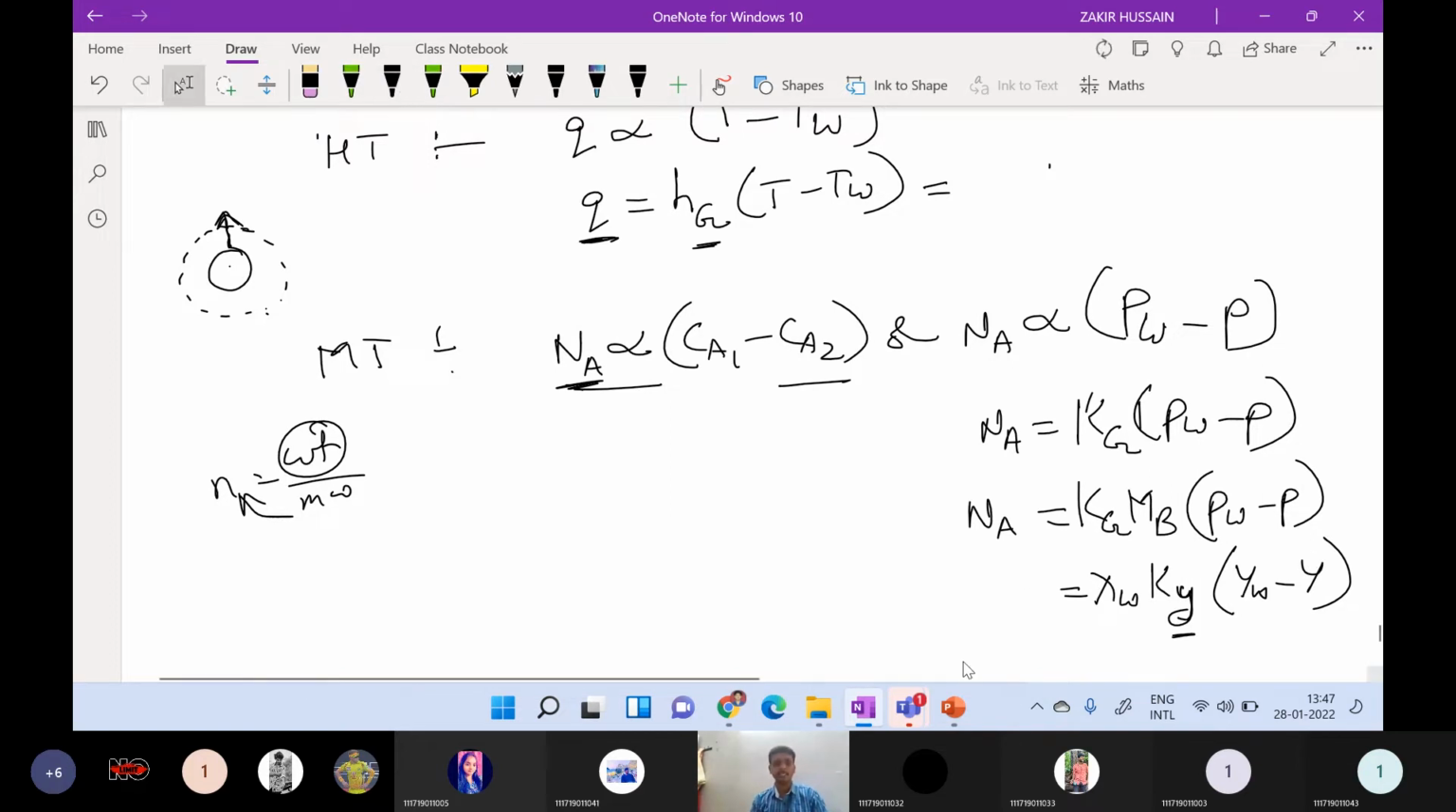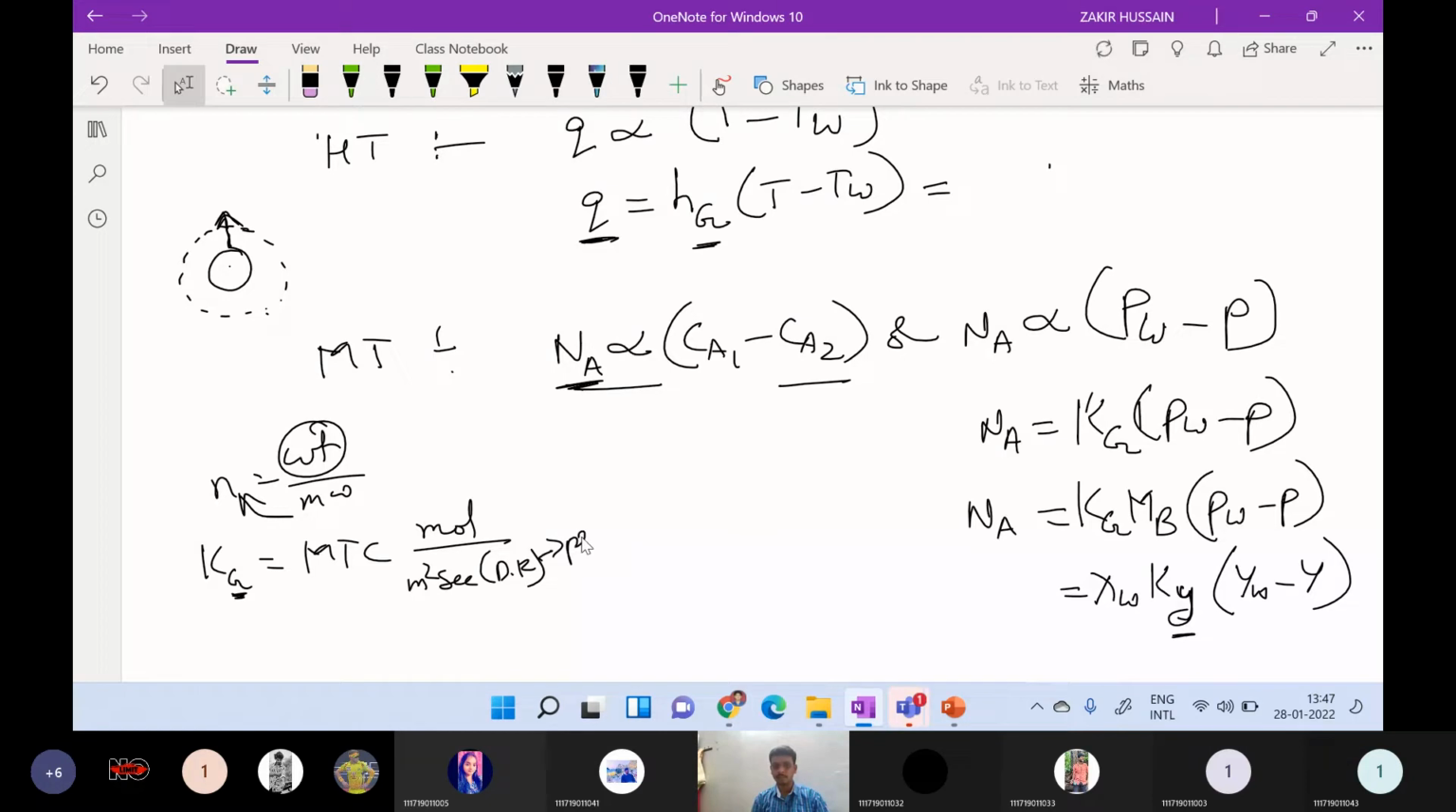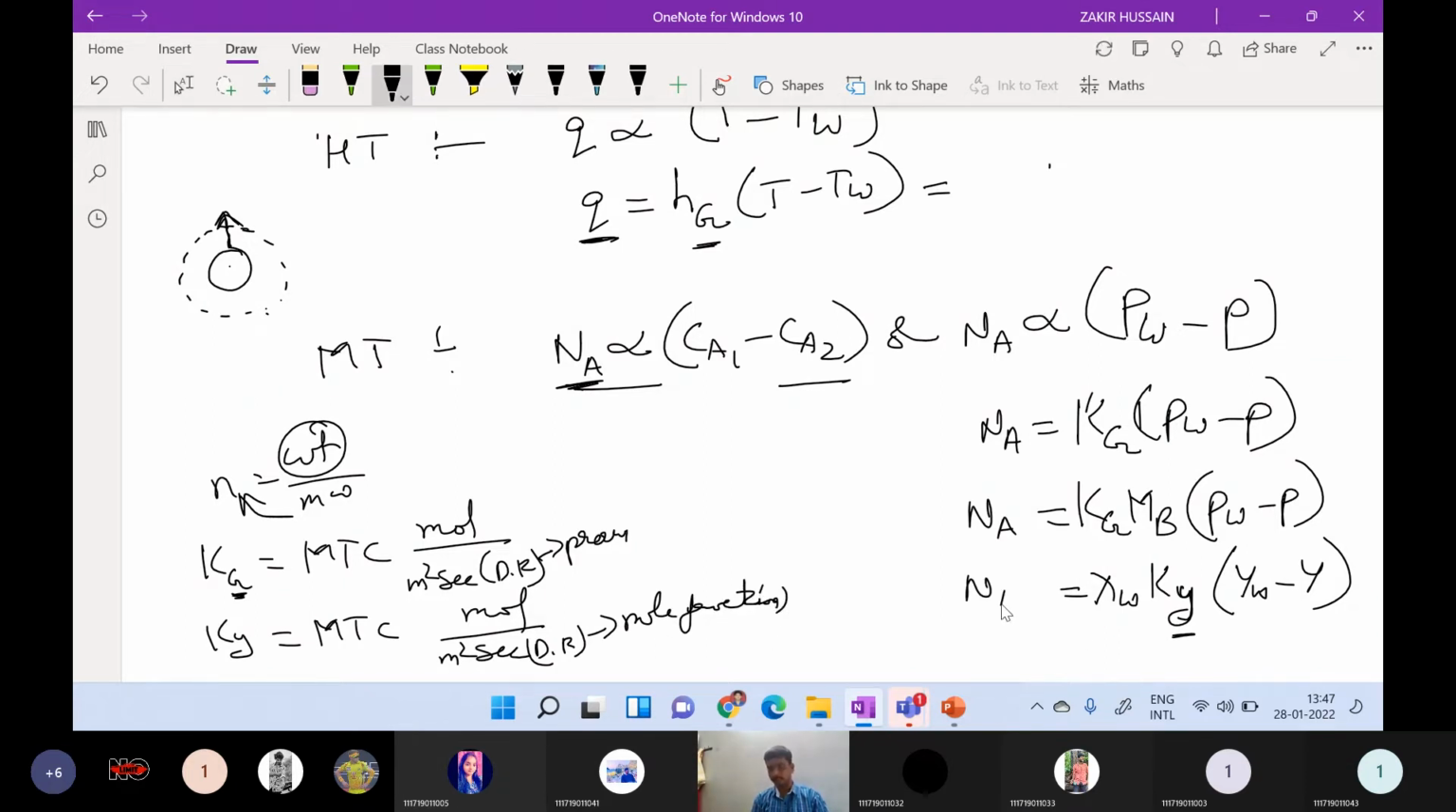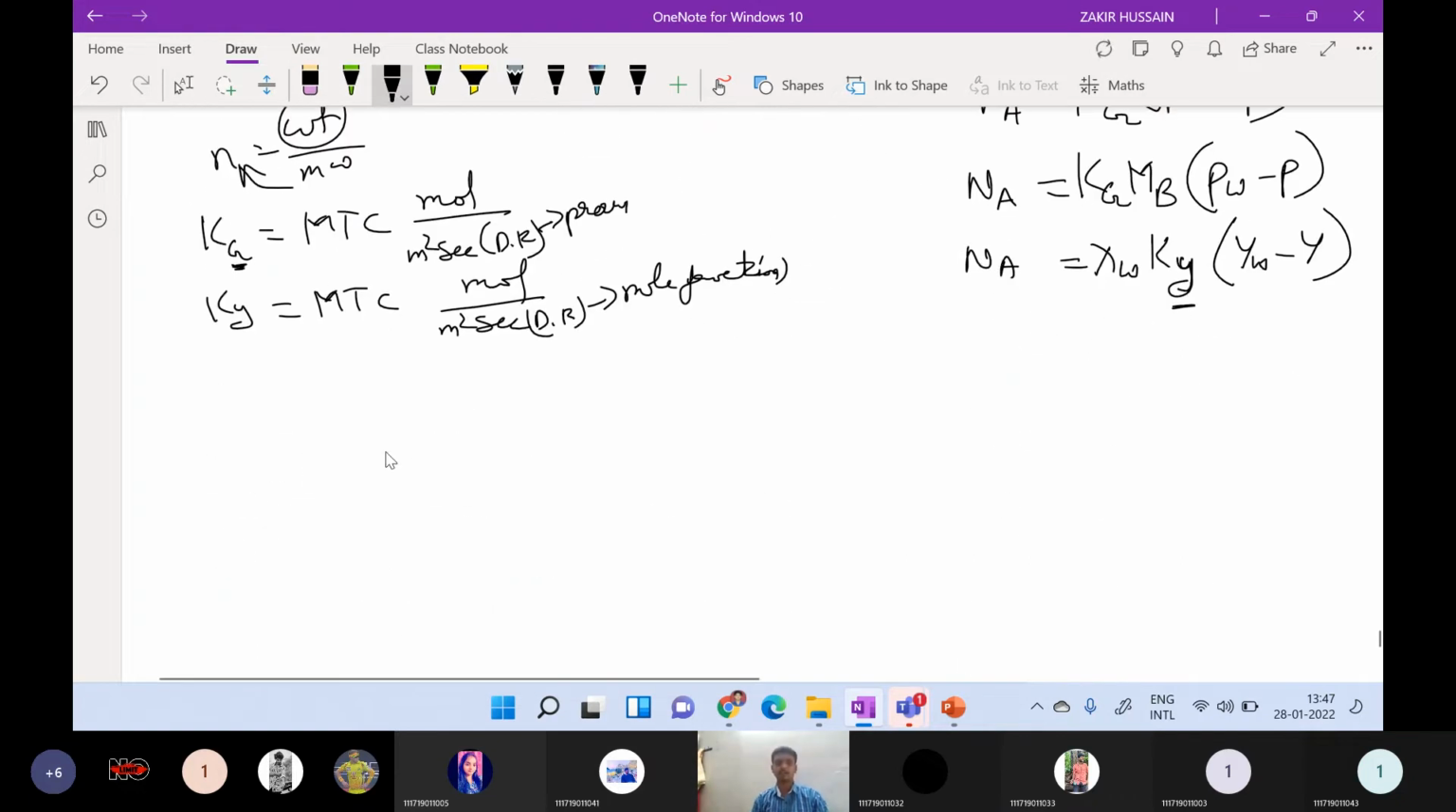So what are Kg and Ky? Kg is nothing but the flux mass transfer coefficient, whose units will be mole per meter square second into driving force. Under Kg condition, the driving force is pressure. Under Ky condition, it is also a mass transfer coefficient, but the driving force is mole fraction. So that's why we are writing that one, Na.